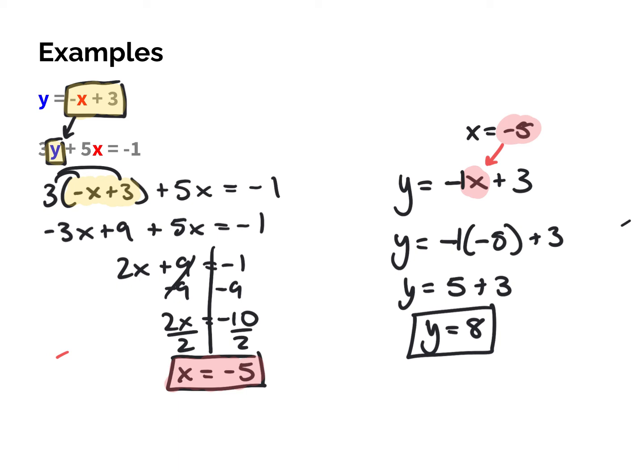So as a complete solution, what I would get is x equals negative 5 and y equals 8. So I would write that as a point of negative 5, where x goes, and 8. And again, if I were to graph these two lines, that is going to be the point where those two lines intersect.